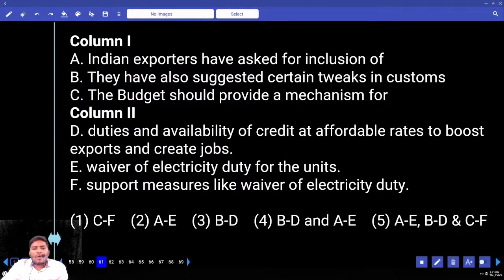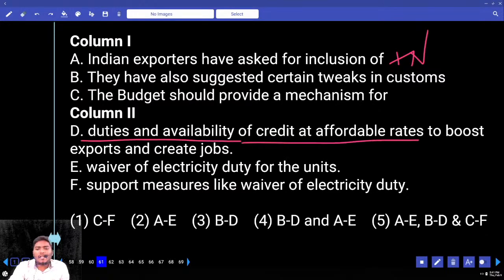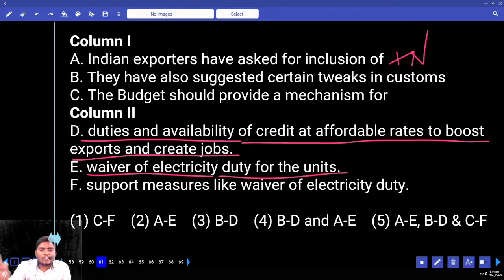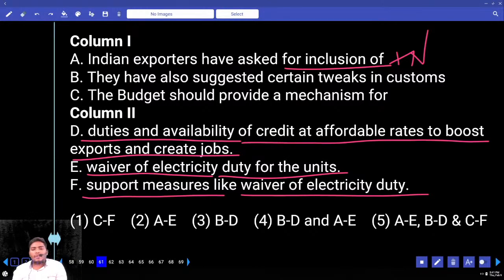Indian exporters have asked for inclusion of, is followed by noun form. Inclusion of duties and availability of credit at affordable rates to boost exports and create jobs. Next one, Indian exporters have asked for inclusion of waiver of electricity duty for the units. They also asked for the exclusion of support measures like waiver of electricity duty. Tell me your answer. How many options can be combined here?